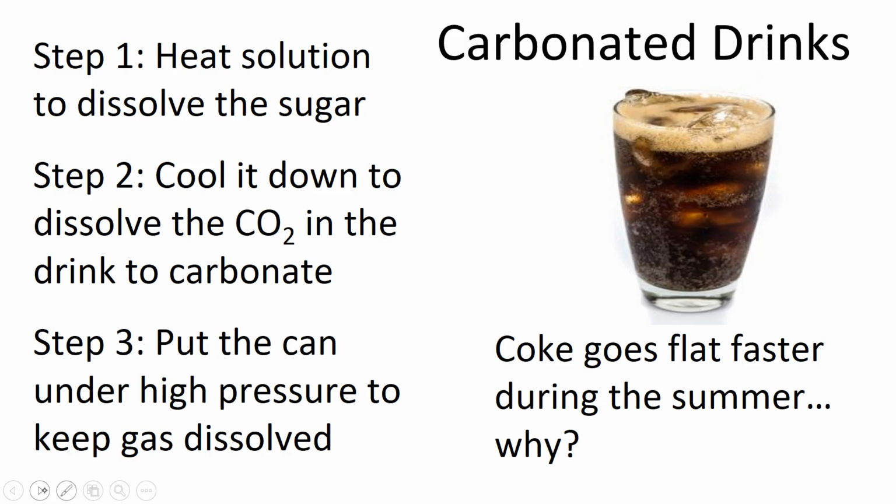Now, carbonated drinks. We really want to talk about this because it is a perfect example of how these different ideas come into place. The steps to make a carbonated drink have to happen in this order, otherwise it won't work. First, we heat the solution to dissolve the sugar. In step 2, you cool it down to dissolve the carbon dioxide in the drink to carbonate it. And in step 3, you put the can under high pressure to keep the gas dissolved, because we know the can is not always going to stay at this cooled down temperature.